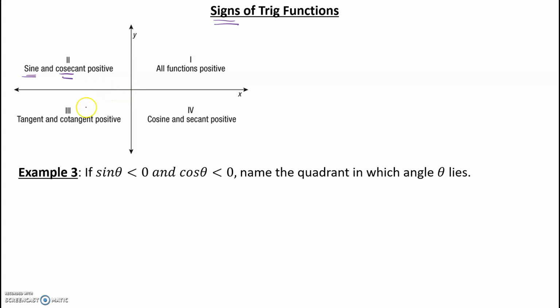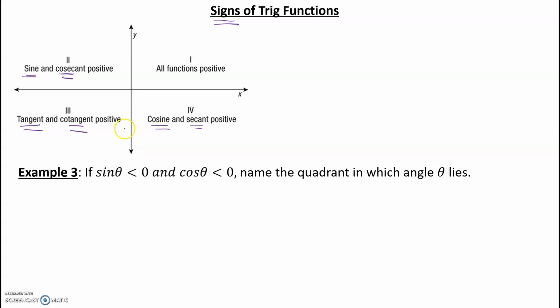Here, we've got negative, negative. So a cosine divided by a sine, a negative divided by a negative is going to get you a positive tangent or cotangent. And then here you've got positive x, negative y, which relates to cosine. Again, we're going to learn that. And cosine goes with secant. So those are going to be positive here.